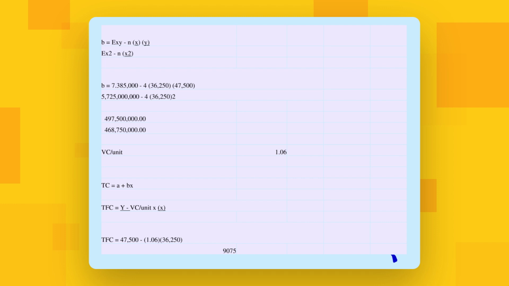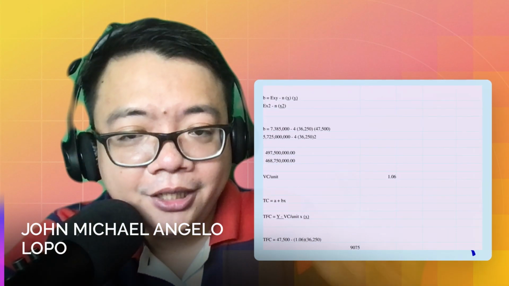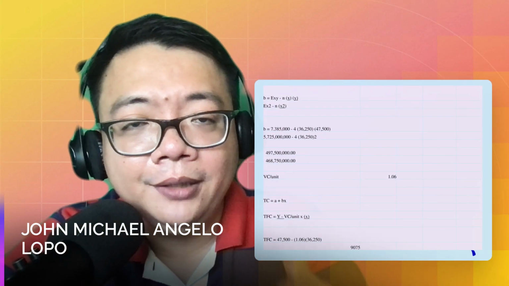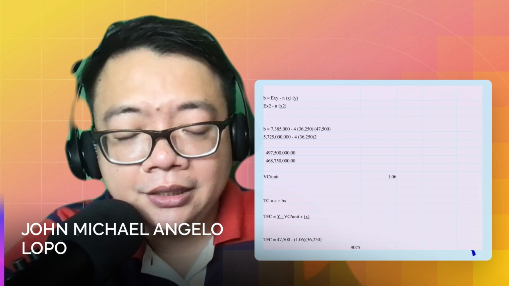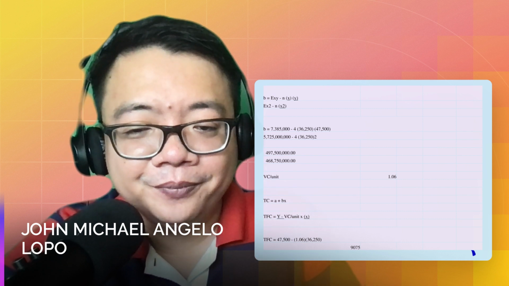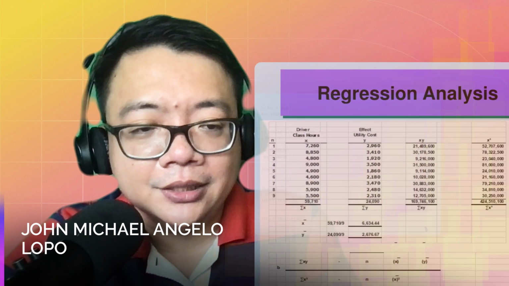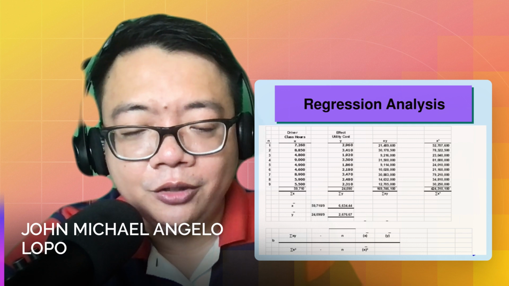Alright? So, meaning to say, how much would be your fixed cost? Very good. 9,075. Meaning to say, class, how much would be your total cost in the regression analysis? Total cost is equals to 1.06 to be multiplied by the volume plus 9,075. Medyo madugulang, class, ang regression analysis. One example again. Okay, ito class, medyo mas okay yung ano.